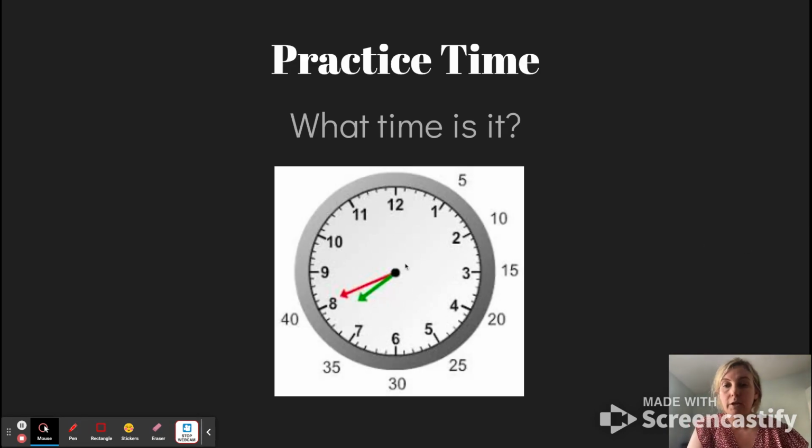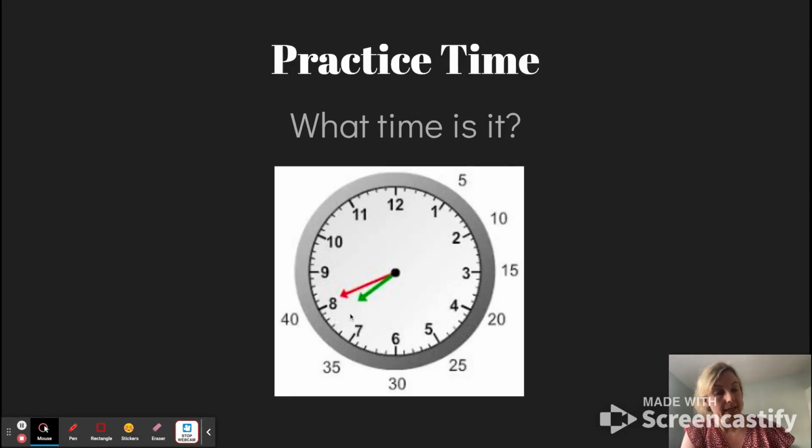Remember, we look at the shorter hand. What does that represent? If you said hour, you are correct. And notice it's in between 7 or 8. When that happens, boys and girls, you look at the lesser hour. It's still in the 7 o'clock hour. It's not quite 8 yet. Okay?